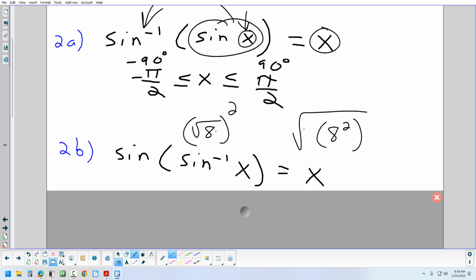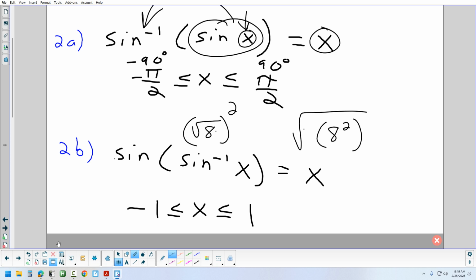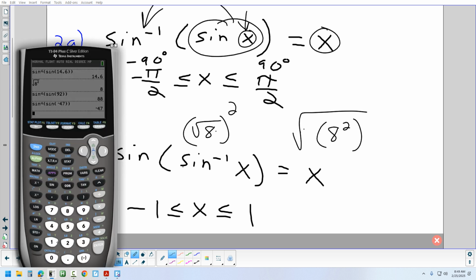With inverse trig, though, we got to be careful. They do cancel each other out if you take the sine of the inverse sine, but x has to be between -1 and +1. Now, we haven't talked a lot about why it would have to be between -1 and +1, but it has something to do with the picture of sine, which we did look at yesterday.